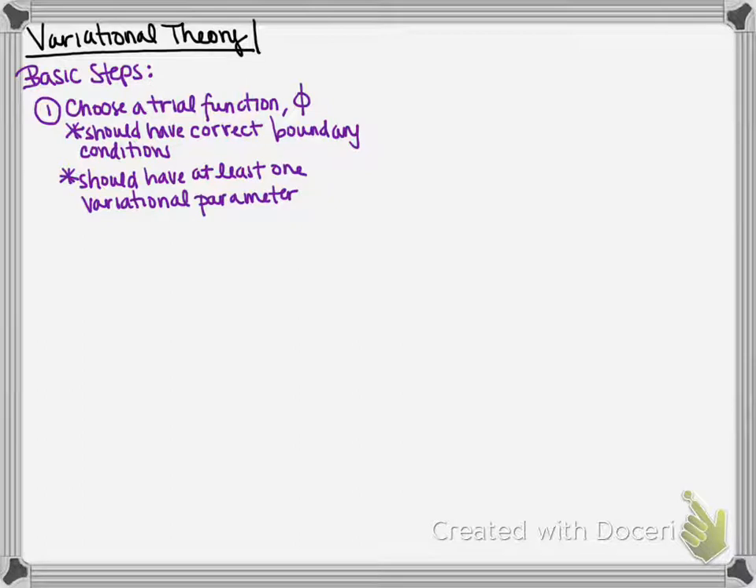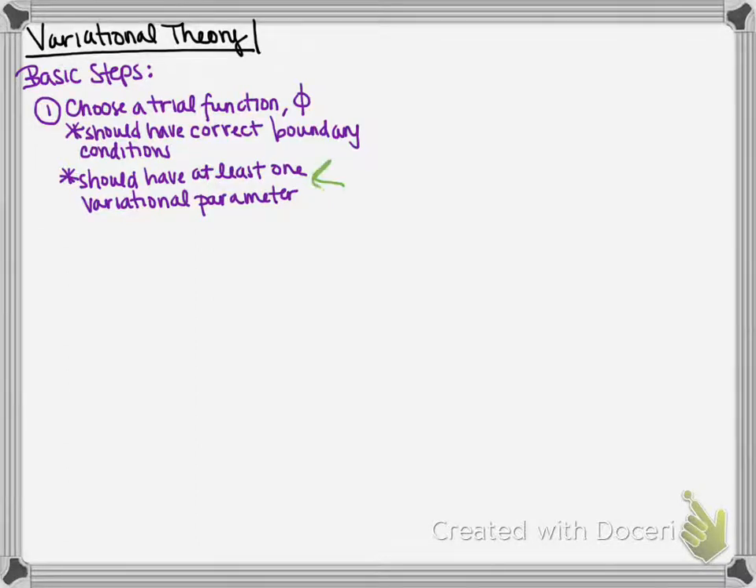Now, there are some conditions. This guess can't be horrible. We need the guess to be somewhat close to reasonable. And one thing that we should always check is that it should have the correct boundary conditions, right? If we don't have the correct boundary conditions, then we're certainly not going to get anywhere near the right answer. And the other thing is that it should have at least one, but it can have many variational parameters.